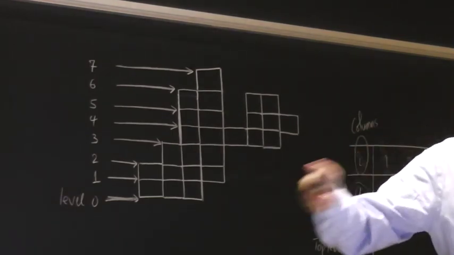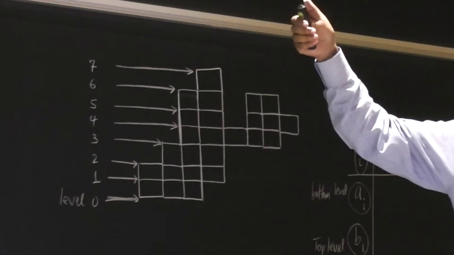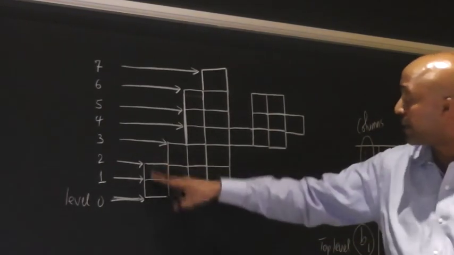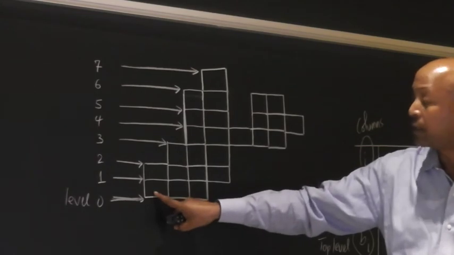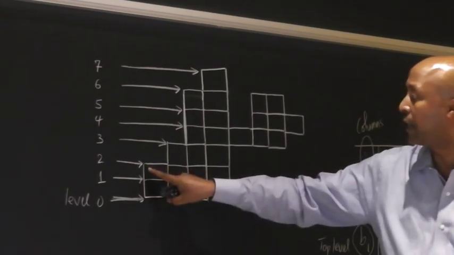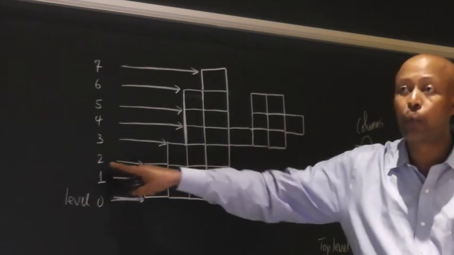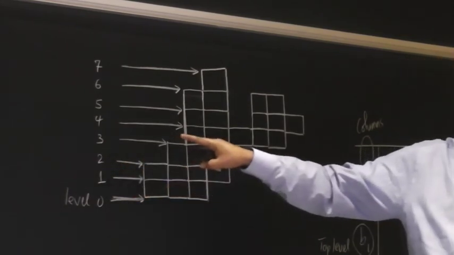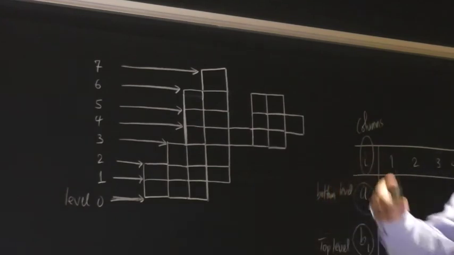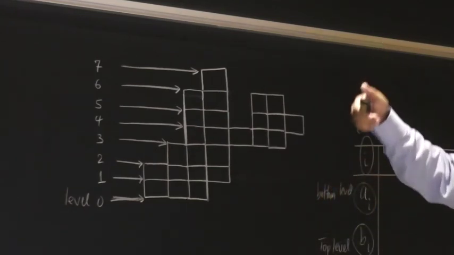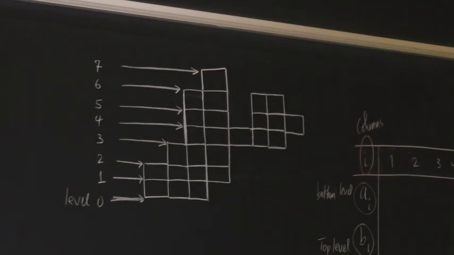A_i is the bottom level. B_i is the top level for each column. For example, if you take this one, A1 is going to be 0, and then B1 is going to be 2, where it ends. You with me on that? A_i for the bottom level, B_i for the top level, where i is the column of your directed column convex polyomino. There are 8 of them in this one.